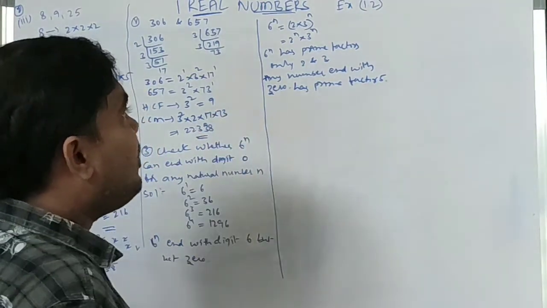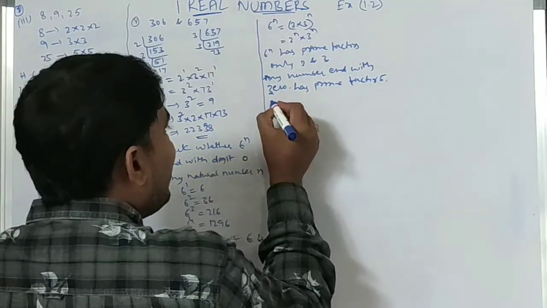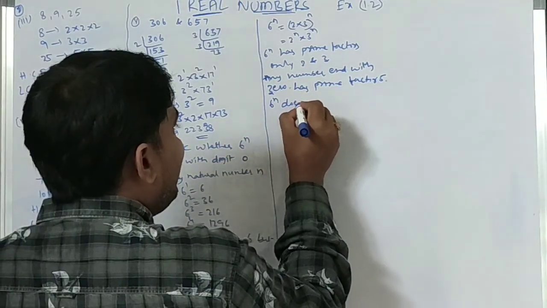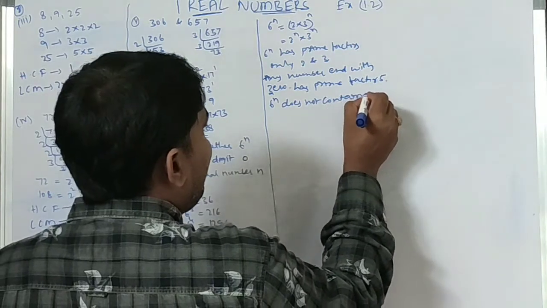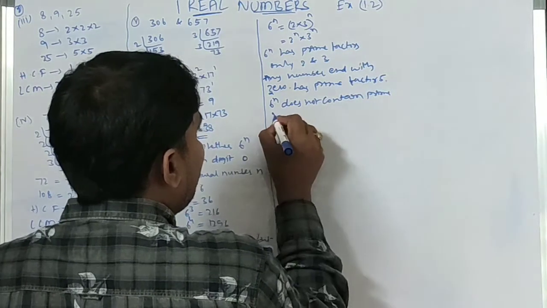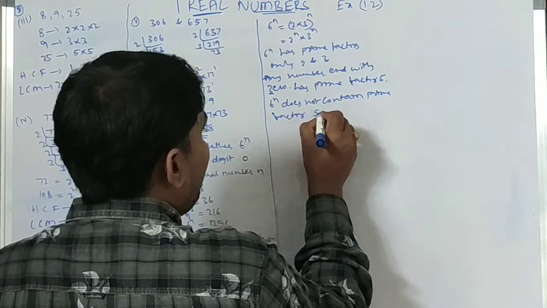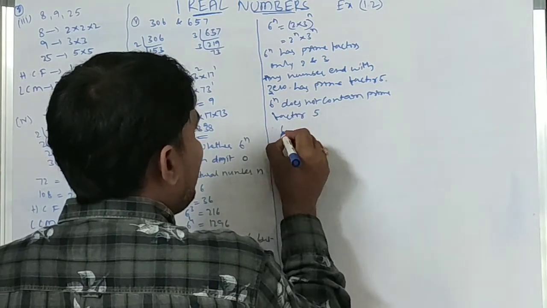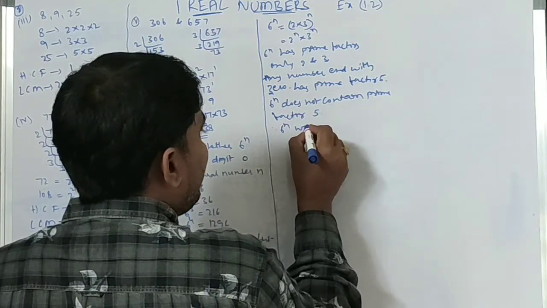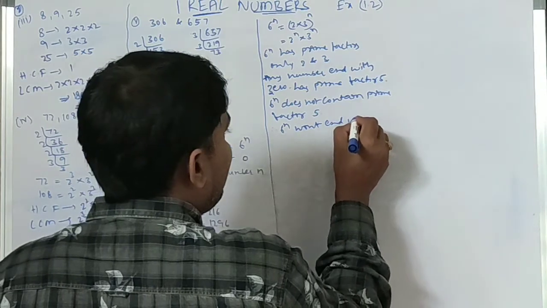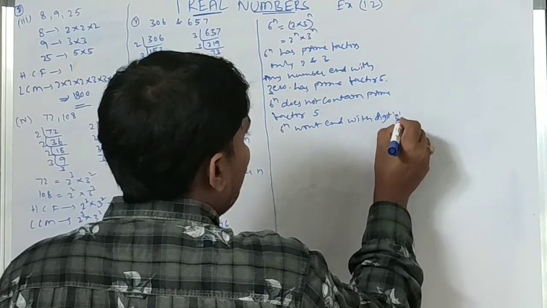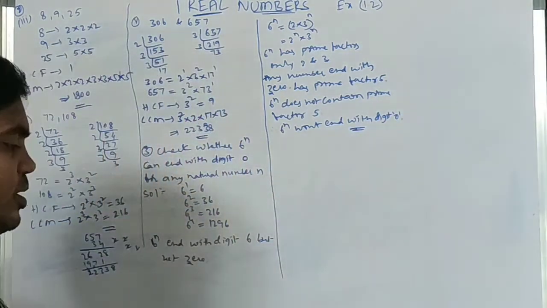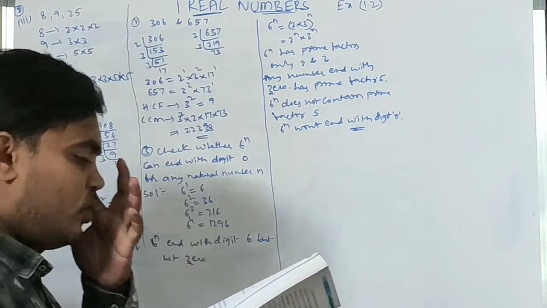But 6 power n doesn't contain prime factor 5. So therefore 6 power n won't end with digit 0. So this is the solution. Okay, similar kind of question.